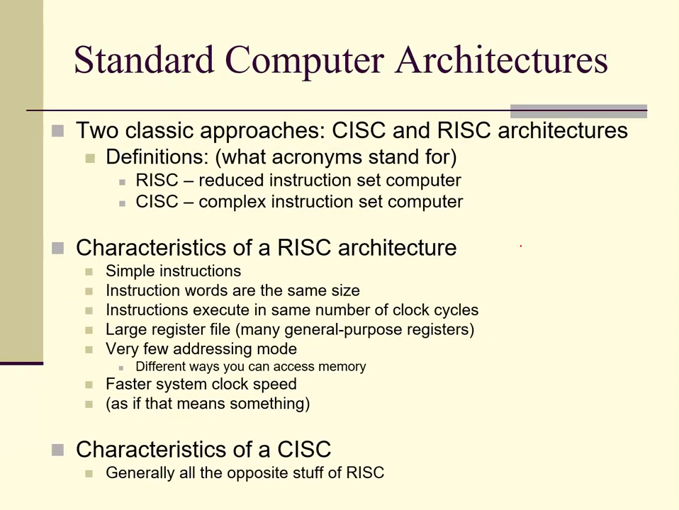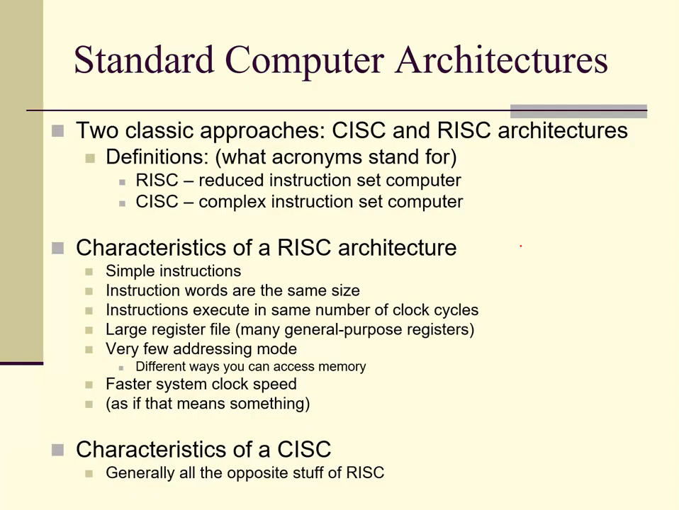Two classes of approaches to architectures are RISC and CISC. RISC: reduced instruction set computer. CISC: complex instruction set computers. Notice that these have nothing to do with the number of instructions in the computer. They have to do with the complexity of the instructions. So, typical characteristics of the RISC computer.